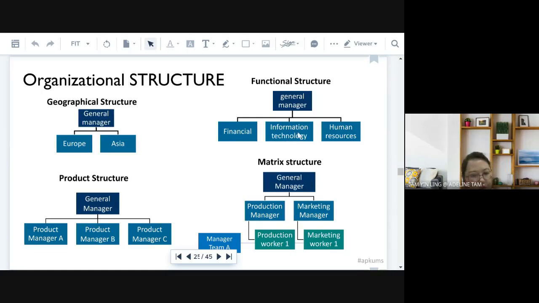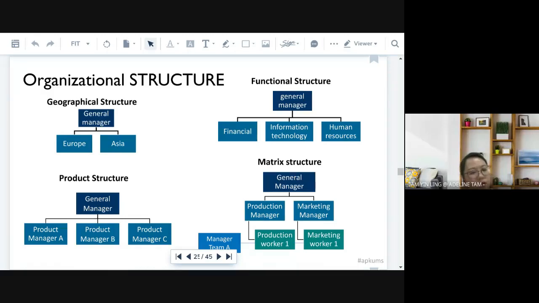Okay, a small structure. And then at the same time, we have this geographical structure. This is normally for a company that has a big market or has branches, cawangan. So they can have geographical structure. For example, they have one department in Europe, one department in Asia. And for example, UMS, we also have this geographical structure. So we have Labuan campus, we have Sandakan campus. We also have main campus. So we divide them into geographical structure.